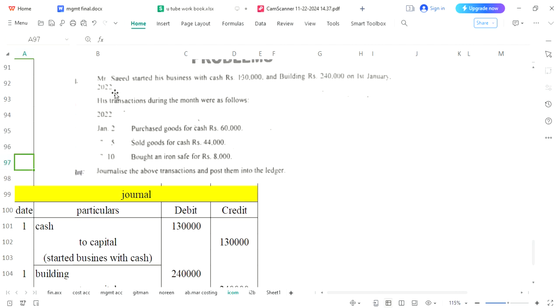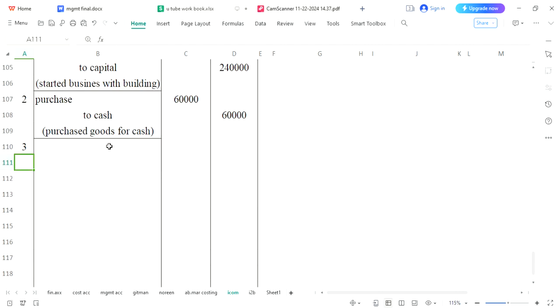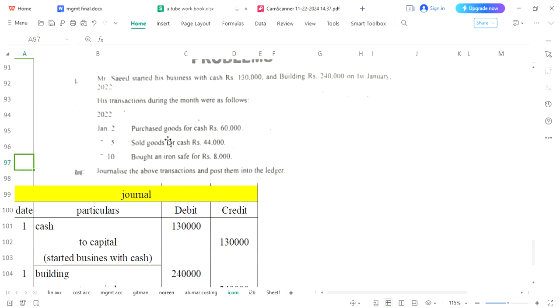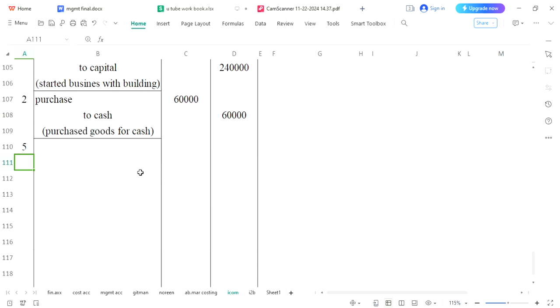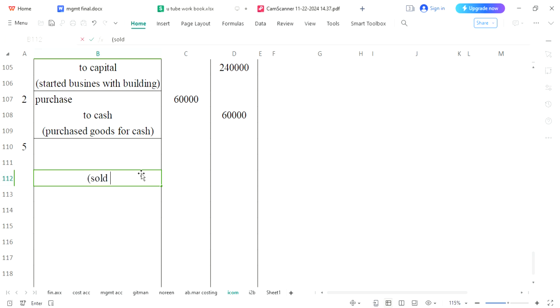Date is January 5. So just put January 5 in date column. Entry is saying sold goods for cash. First step, as usual, we are going to write narration. Sold goods for cash. This is our narration. And now what does that mean?